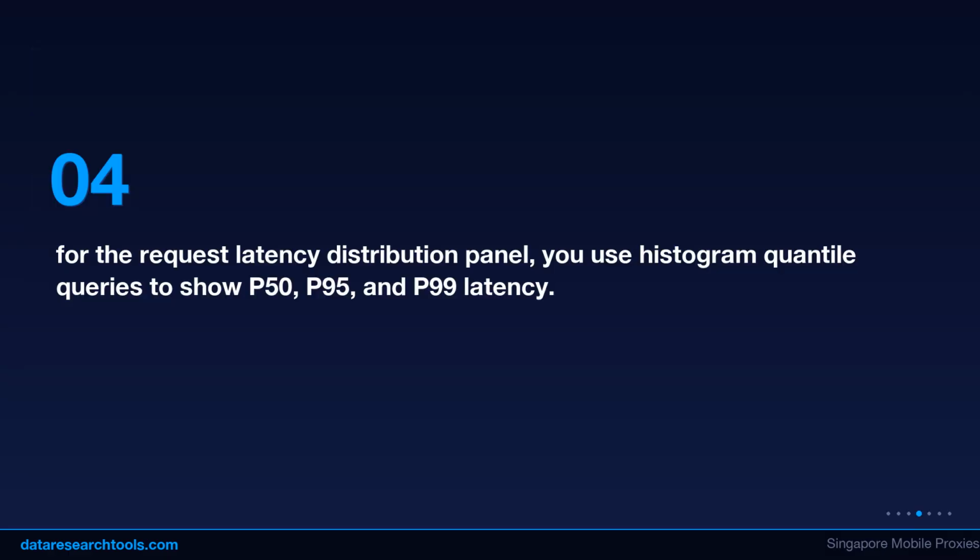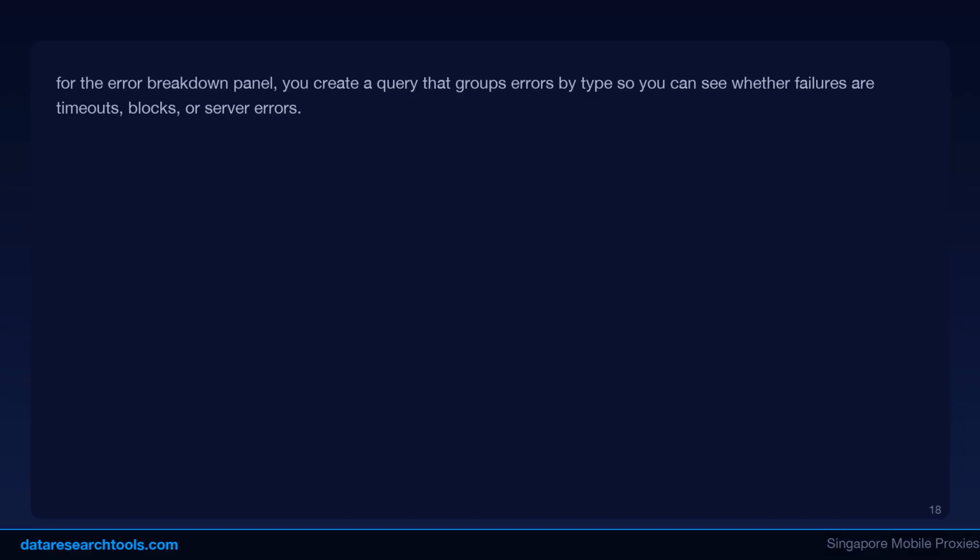For alerting, you want notifications when success rate drops below a threshold like 80%, when error rate spikes above normal, when response times increase significantly, when data volume drops unexpectedly, and when proxy costs exceed budget limits.